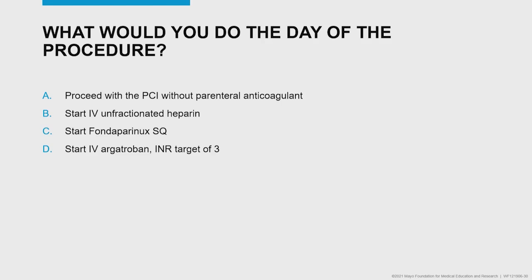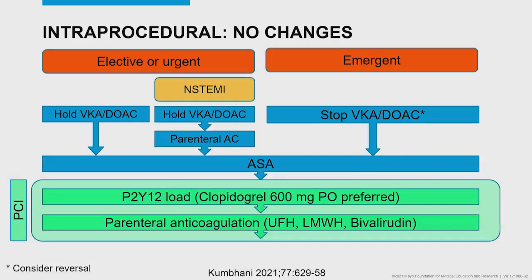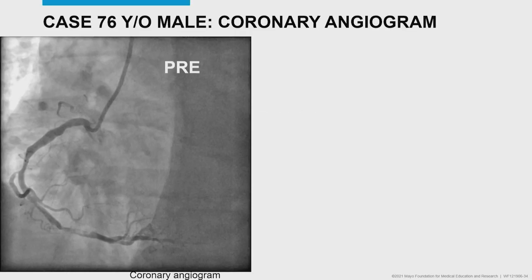Fondaparinux, we don't use it for PCI due to the risk of thrombosis of the catheter. So during the procedure, there's no change in what we do. The patients will not be on anticoagulant at the time, will be only on parenteral anticoagulation. So this will not change from what we saw in the first slides of the talk. And now we're going to focus on what to do after the procedure.